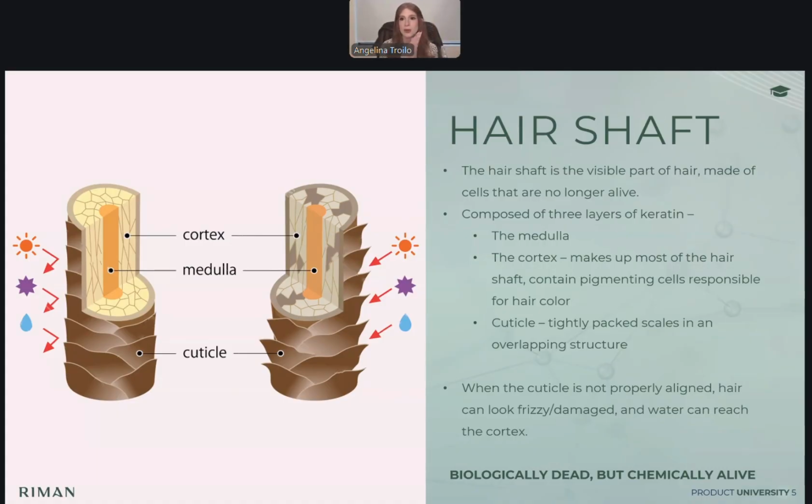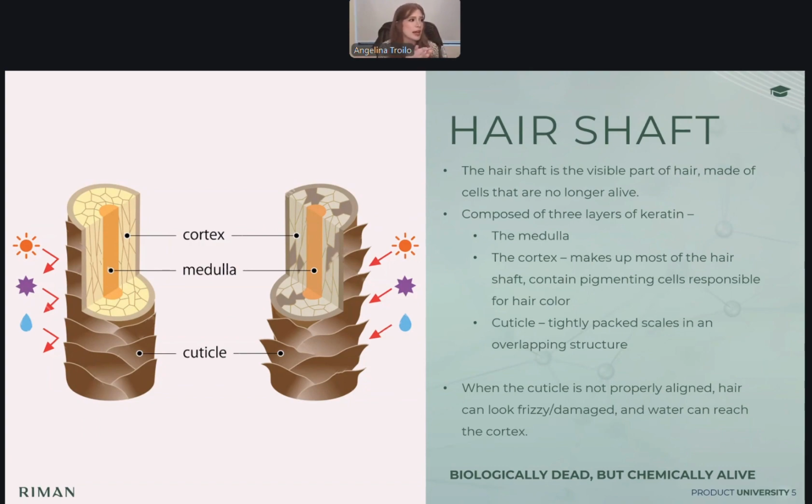More recent years, we've had new bond treatments come out. Some of you may know K18 or Olaplex. They directly tout that they can reform disulfide bonds, which is extremely novel, and there's still a lot to be understood about how that is possible.